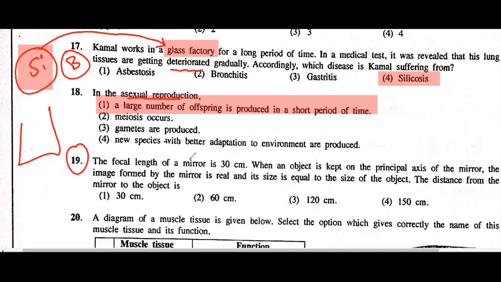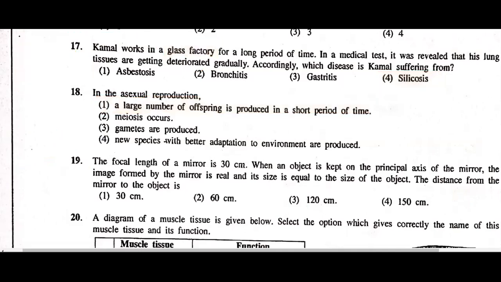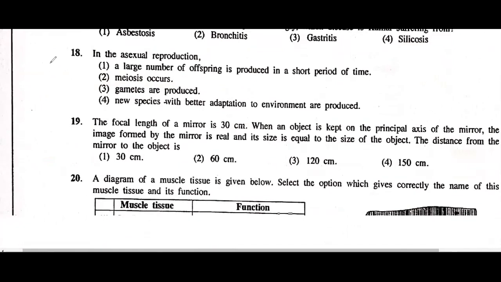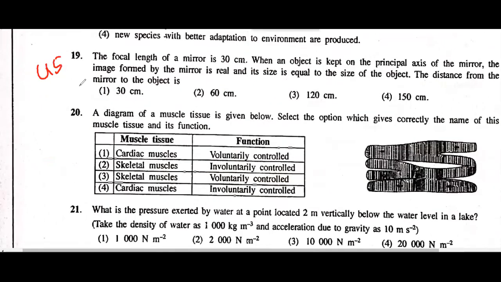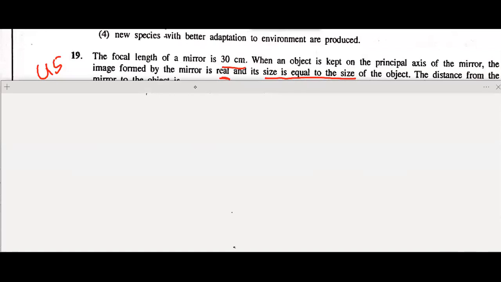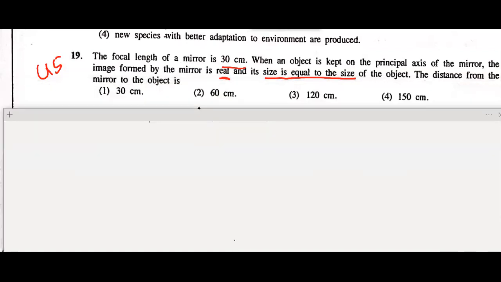19th, who can give me the answer for the 19th MCQ? This is from Unit 5, grade 11. Focal length 30 centimeters. What is this mirror? When the object is kept at a distance from the mirror, a real image of equal size is formed by the mirror. Distance from the mirror to the object. That's 19. Who can give me the answer?